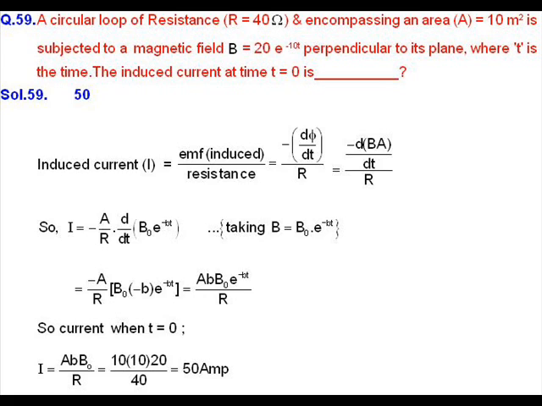That implies minus A upon R B naught into minus b e to the power minus bt, that is equal to A b B naught e to the power minus bt upon R. So current when time t equals 0, I is equal to A b B naught e to the power minus 0 upon R. So I equals A b B naught upon R. That implies 10 into 10 into 20 divided by 40, that is equal to 50 ampere. Answer is 50.